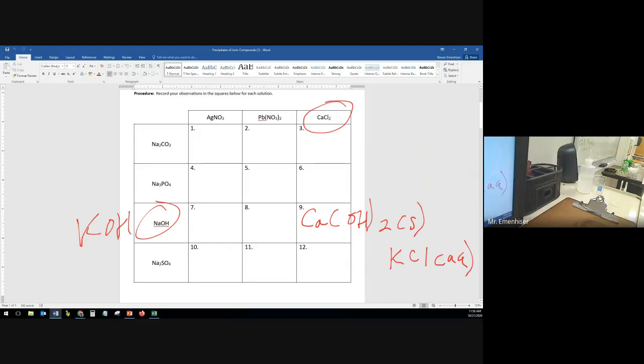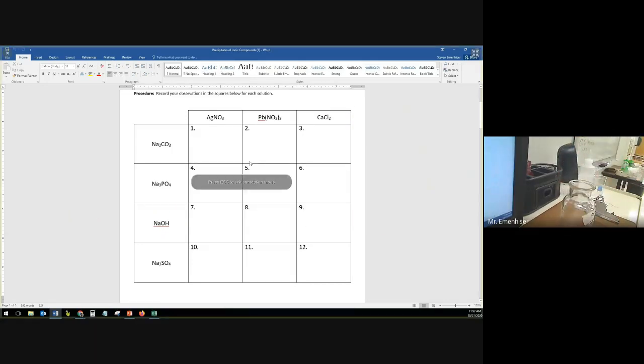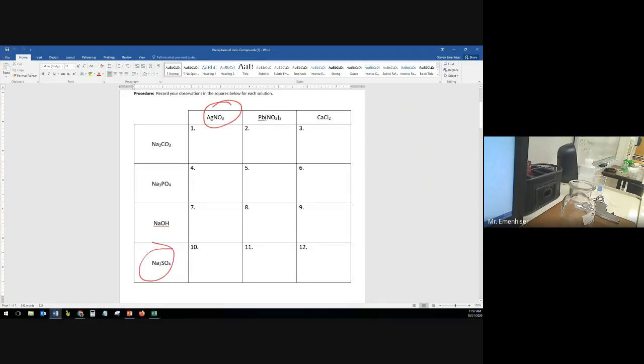Number 10. This looks cool. What's going on in there? Number 10. Let's check this one out. Number 10 is silver nitrate and sodium sulfate. So we're going to make silver sulfate. And that's what that solid should be. And I kind of want to filter this one because this looks cool. Yep, I'm going to filter this one.